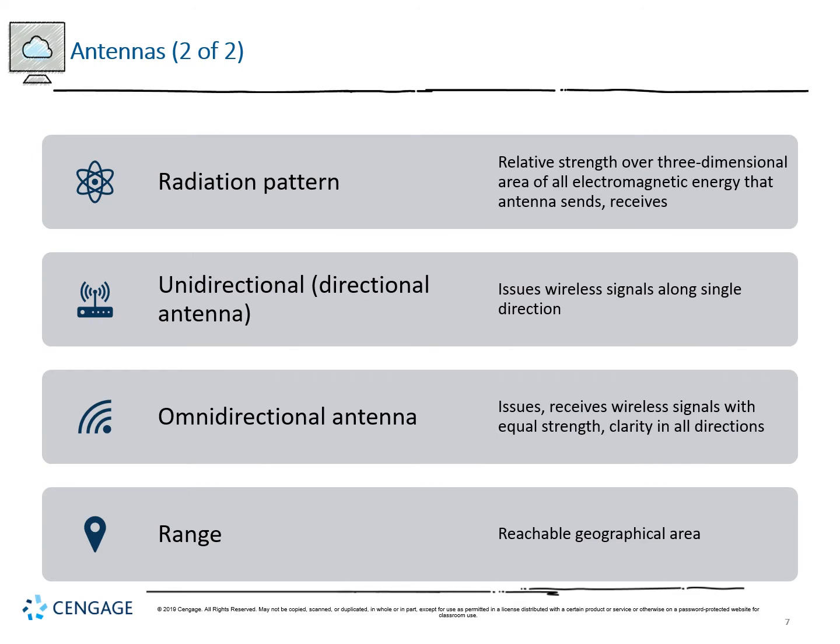Now, antennas do have a radiation pattern, the relative strength over a three-dimensional area of all electromagnetic energy that an antenna sends and receives. If it's a unidirectional antenna, the signal will be issued along a single direction. An omnidirectional antenna, on the other hand, will issue and receive wireless signals with equal strength and clarity in all directions. So unidirectional is focused, omnidirectional is what we call a radial antenna. The range of an antenna is its reachable geographical area and will change based on the amount of power put into the transceiver connected to that antenna.